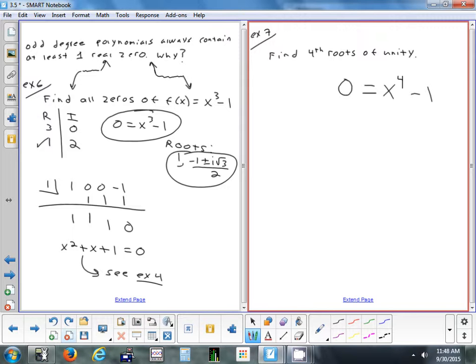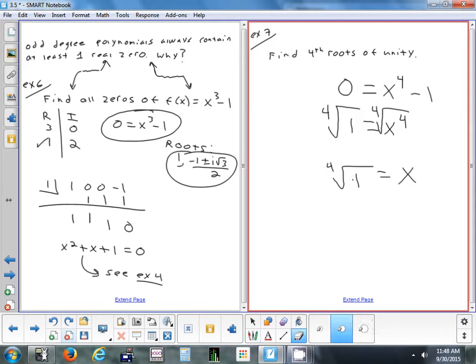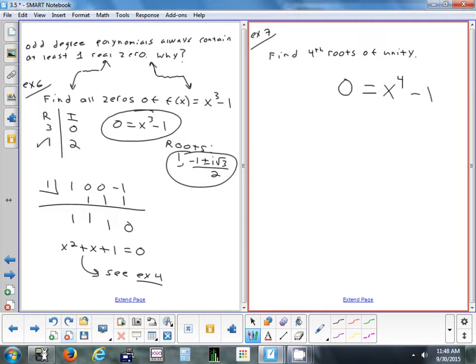Okay, because if you put the 1 on the other side, just watch this step, because I'm going to erase it. You'd have x to the 4th. Take the 4th root of each side. So you're finding all the 4th roots of 1. Not just the reals, but also the imaginaries. Okay. All right. So the way to do this one, this is factorable.